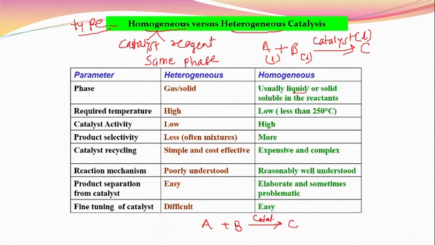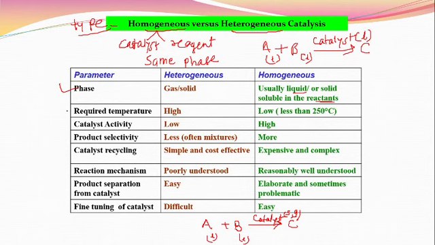Here are some parameters which explain the difference between heterogeneous and homogeneous catalysis. First is the phase. In heterogeneous catalysis the phases are gaseous or solid, and in homogeneous catalysis usually liquid or solid which are soluble in the reactant. That's why they have the same phase, and they form a homogeneous mixture.